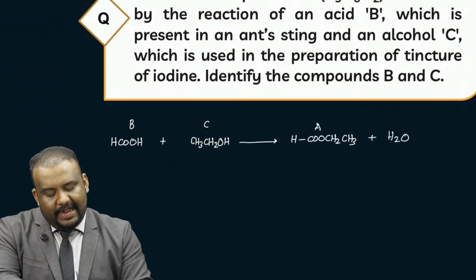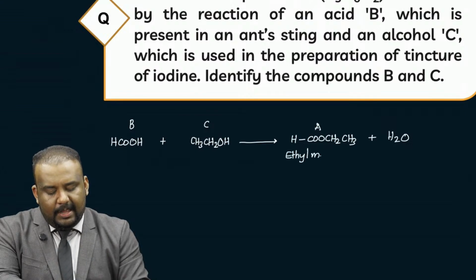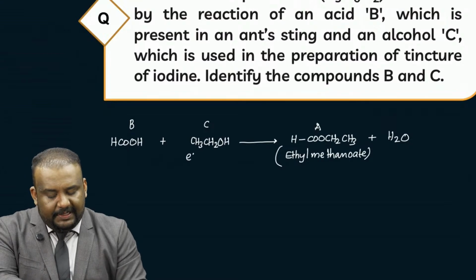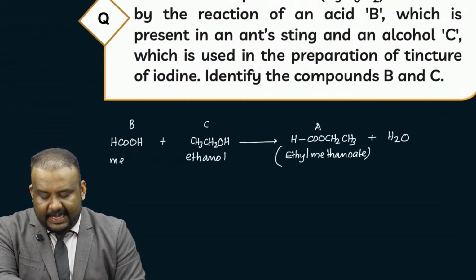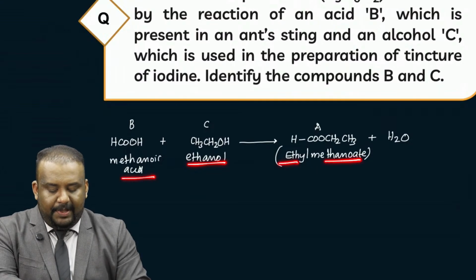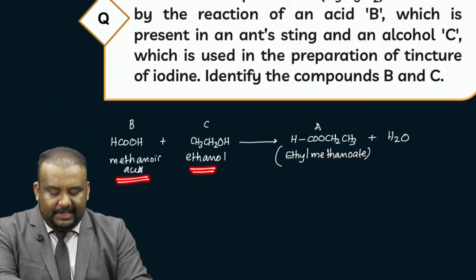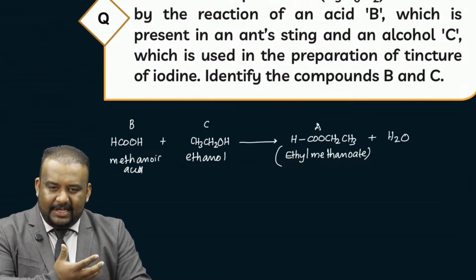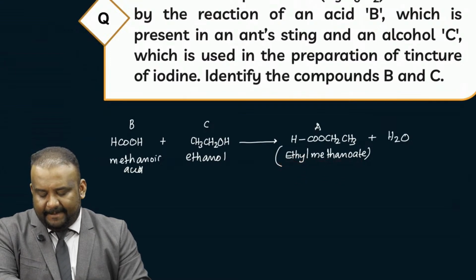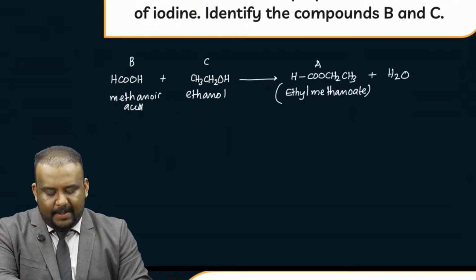This compound is called ethyl methanoate. That's very easy. You just look into the alcohol. Which alcohol is it? Ethanol. Which acid is this? Methanoic acid. So ethanol plus methanoic acid is ethyl methanoate. Suppose it is ethanol and ethanoic acid, it is ethyl ethanoate. Suppose it is ethanol and propanoic acid, it is ethyl propanoate. Are you getting that idea how we name the esters? This part of the ester is from alcohol. This part of the ester is from acid. Clear, guys? Okay. Next.